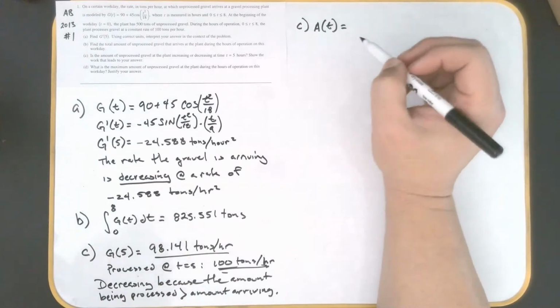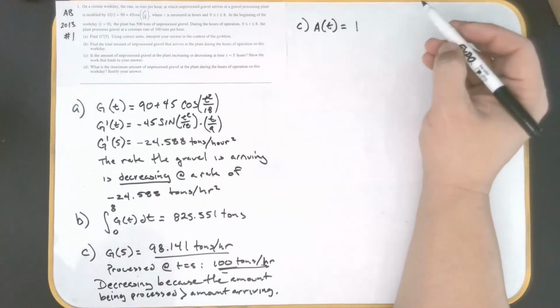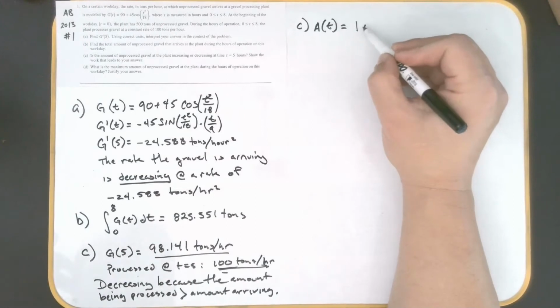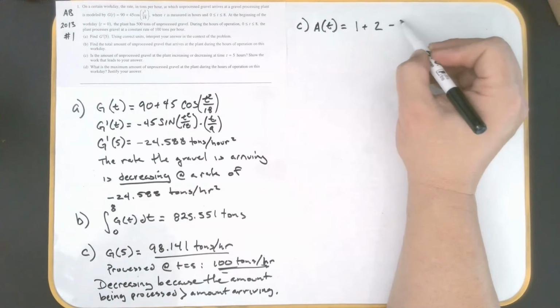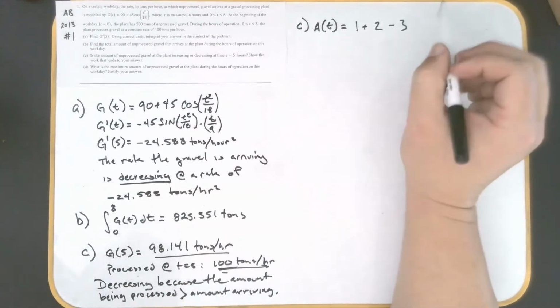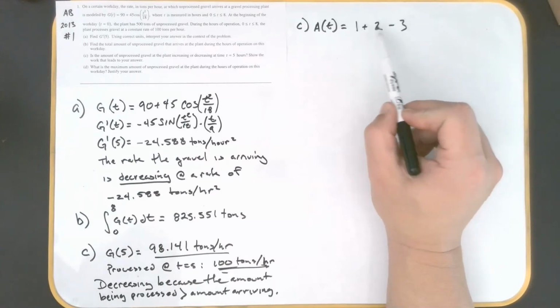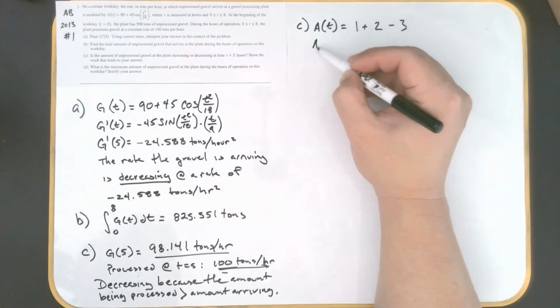So what I'm going to say is A of t is equal to three things. The first thing is how much of the substance was there when the day began. I'm going to add to it the increase, and then I'm going to subtract how much was taken away. So the amount is always equal to three things: the day beginning, the amount of increase, minus what was taken away.